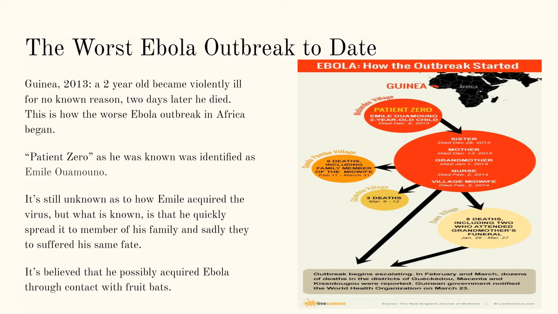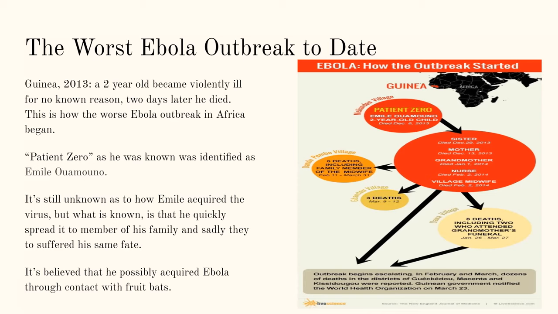His grandmother would die on January 1st, 2014. The nurse who took care of the grandmother would die on February 2nd. And then the village midwife who worked with the nurse died on February 2nd. So from these people right here, most of them, like the sister, the mother, the grandmother, attended Emile Amanu's funeral. They got it. The nurse who attended the grandmother got it. The village midwife who worked with the nurse got it and died.